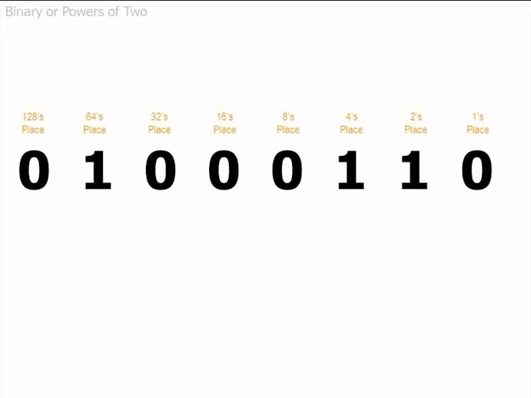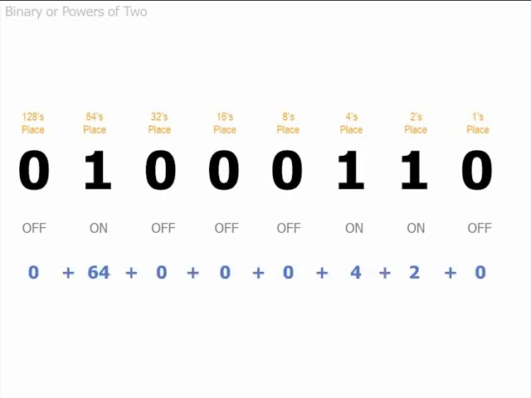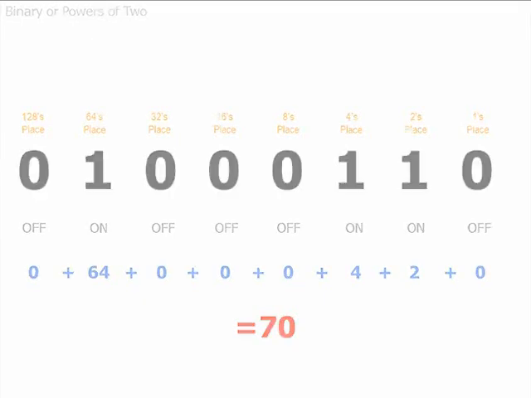Let's do a few more. So now we have 0 1 0 0 0 1 1 0. Remember, ons and offs. So there's a 0 in the 128s place, so we don't count it, but there's a 1 in the 64s place, that's the number 64. The next one is in the 4s place, so that's the number 4. And then you have 1 in the 2s place, so you add 64, 4, and 2 together and get 70. This is the representation of 70 in binary.